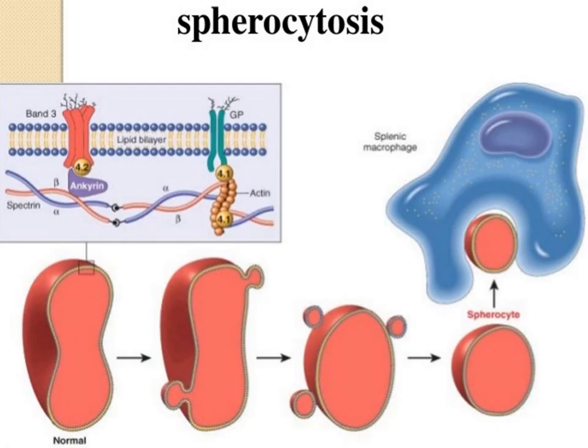In the spherocytosis diagram you can see the lipid bilayer, alpha and beta spectrin, actin protein, ankyrin protein, then the band 3 glycoproteins and 4.2 and 4.1 proteins. You can see the normal red cell get converted into a spherocyte, which is engulfed by the splenic macrophages in the spleen. So this is spherocytosis.